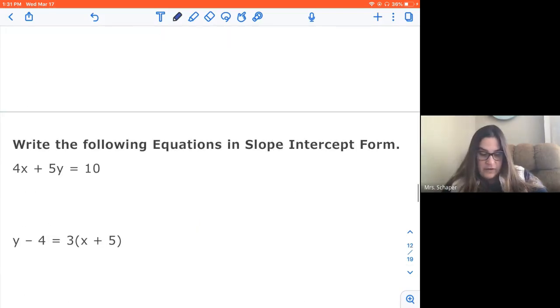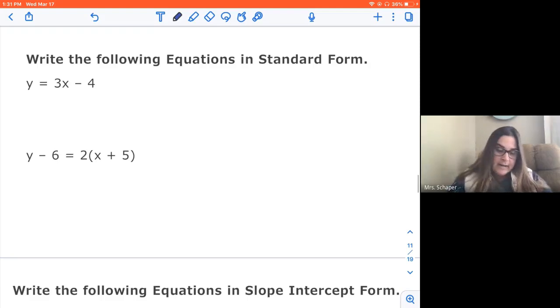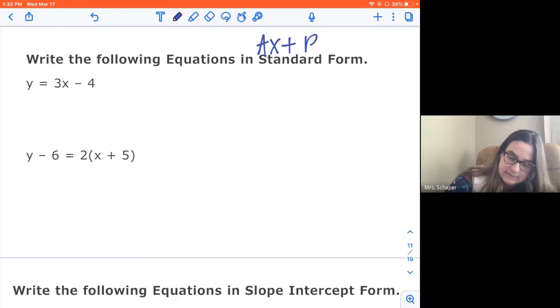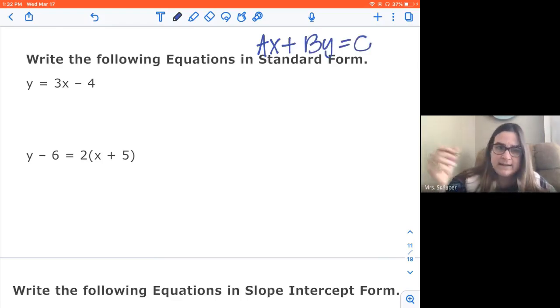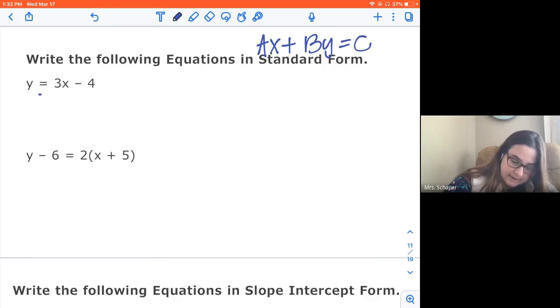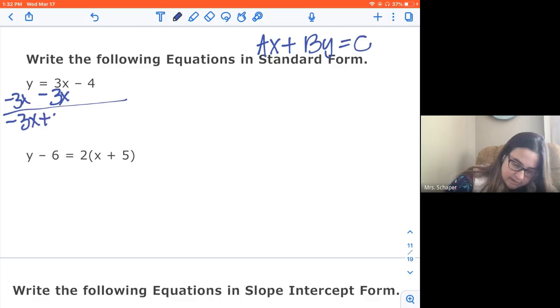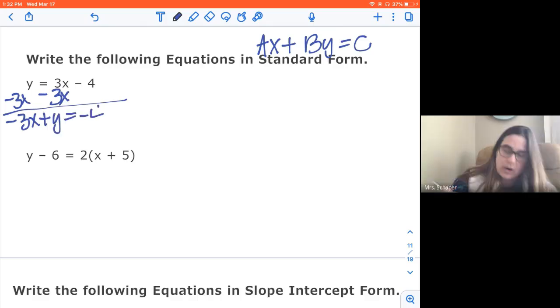So just a little bit of review before I give you some time to work. Write these equations in standard form. Standard form is ax plus by equals c. I need x and y together. So I'm going to start by subtracting 3x from both sides. So negative 3x plus y equals negative 4.